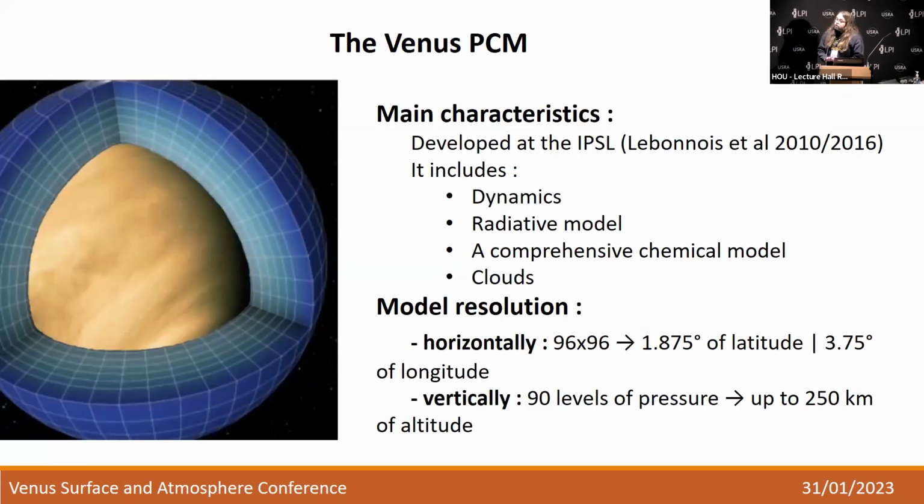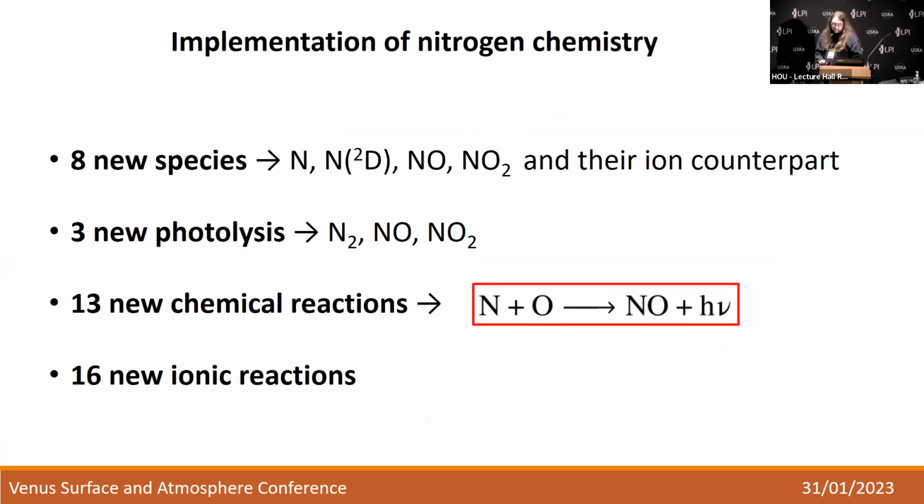So for this work, I'm working with the Venus PCM. It has already been presented by Sébastien and other people this morning. Just to remind you, the model resolution is about 1.8 degrees of latitude and 3.8 degrees of longitude, and we have 90 levels of pressure, so the model goes up to 250 kilometers.